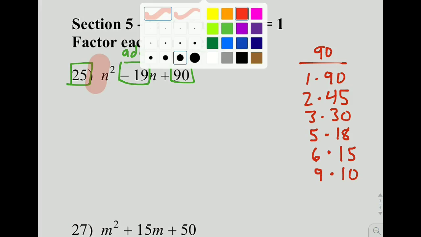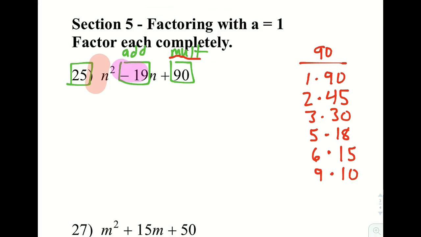Second, I am looking for something that is going to add to 19 or negative 19. And the reason I say or is because all of these numbers are positive. None of them are going to add to negative 19. We can make a quick little change later. So as I look through this, 1 plus 90 is 91. Way too big. 2 plus 45 is 47. Way too big. So I'm going to skip down a little bit. Let's go to the other end. 9 plus 10 is 19. It's not negative 19, but it's the right number.